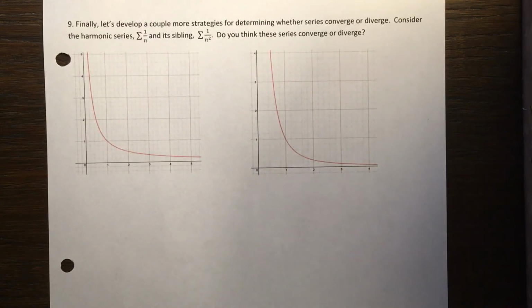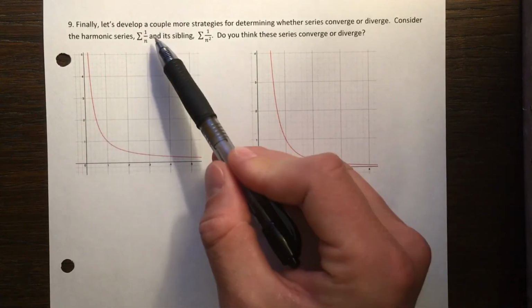Now this video is getting a little bit long, but let's just talk briefly about a couple more strategies for determining whether series converge or diverge. So let's consider the harmonic series, which we say 1 over n.